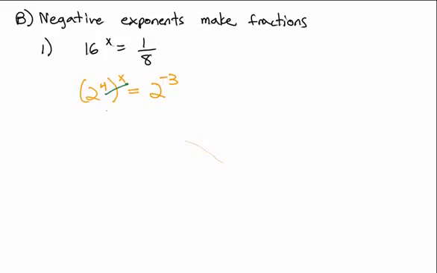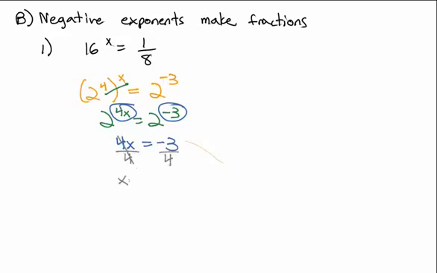So now, everything's the same. Multiply the exponents together, we get 2 to the 4x equals 2 to the negative 3. And if the bases are equal, the exponents must also be equal. 4x equals negative 3. And we solve this simple equation by dividing by 4. x is negative 3/4.